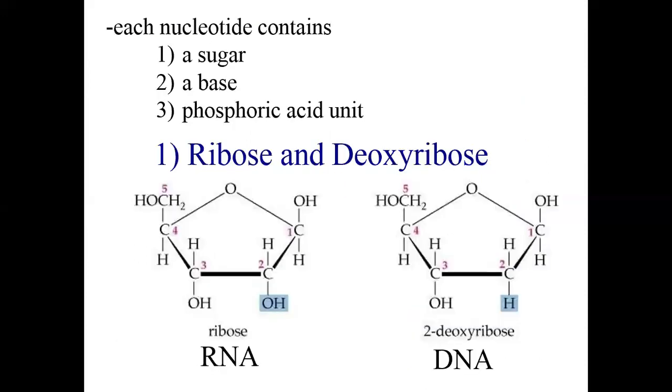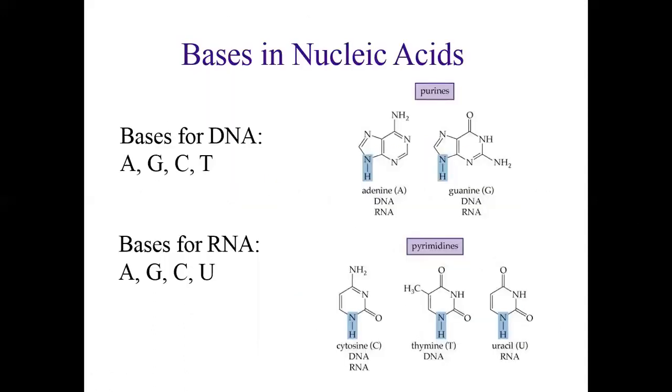So this is the sugar molecule, which is basically a pentose sugar. The 2 prime carbon containing a hydroxyl group gives rise to the ribose sugar, whereas the 2 prime carbon devoid of the hydroxyl group gives rise to the deoxyribose sugar. The presence of these types of sugars gives the names RNA and DNA respectively.